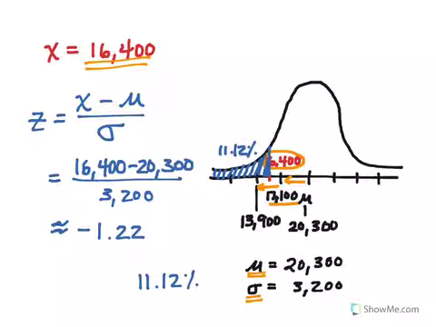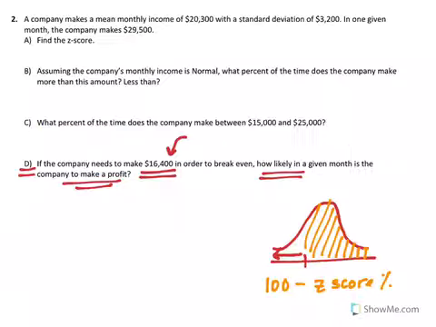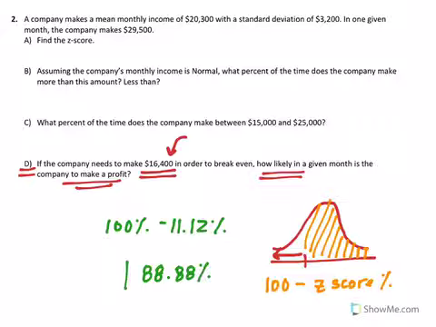But the question wants to know, we're interested in this amount. So we would subtract the 11.12 from 100. So 100% minus the 11.12% to give us a final answer of 88.88% likelihood of making at least $16,400 in a month.